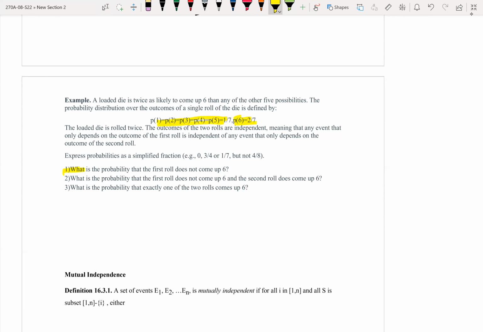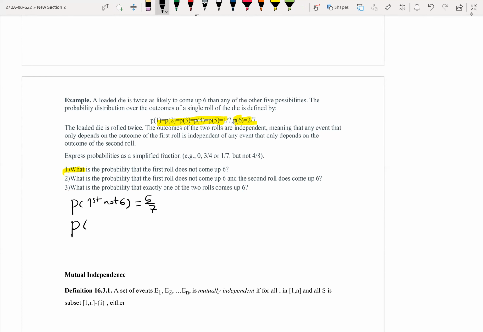The loaded die is twice as likely to come up 6. The probability distribution looks like this. The loaded die is rolled twice. So what's the probability that the first roll does not come up 6? Not 6, so 5 out of 7. First not 6, right, 5 out of 7.